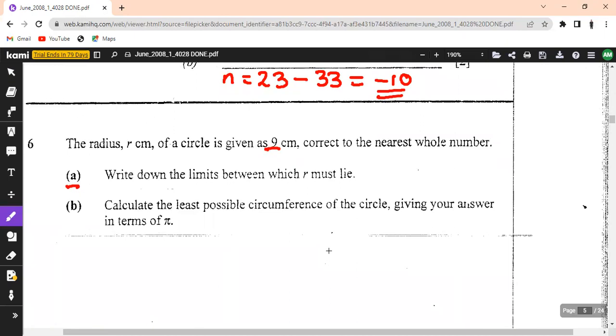the least value here, which is 1 less than this. Remember, it's to the nearest whole number. So the smaller value is going to be 8,5 up to 9,4. Remember, that's how we write it.